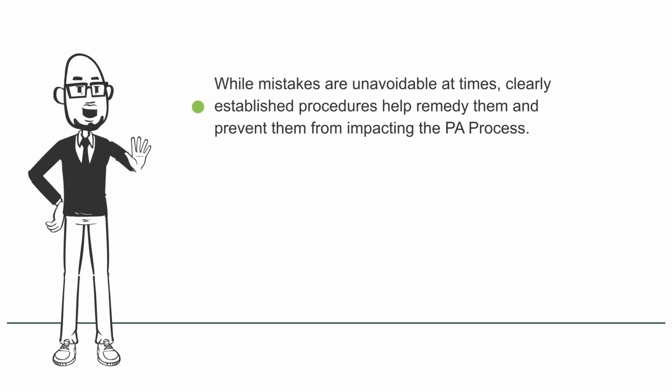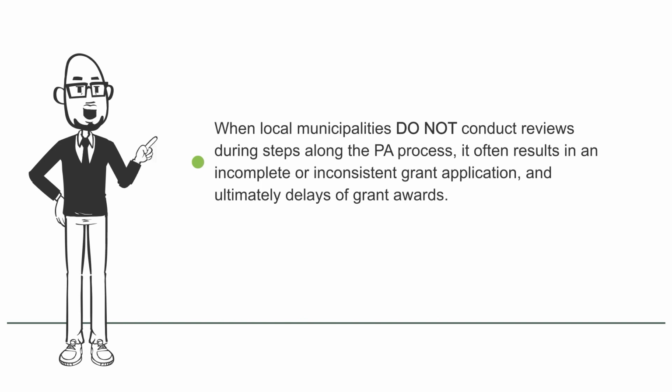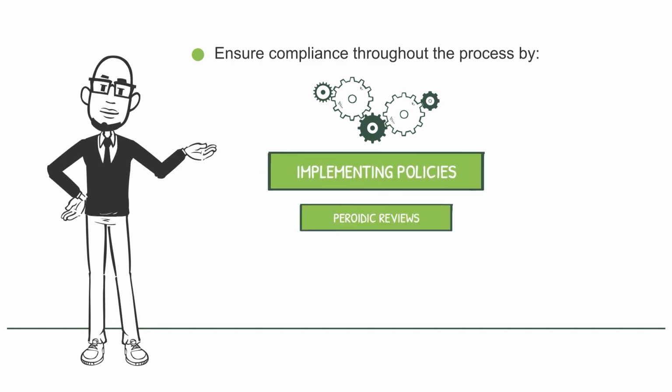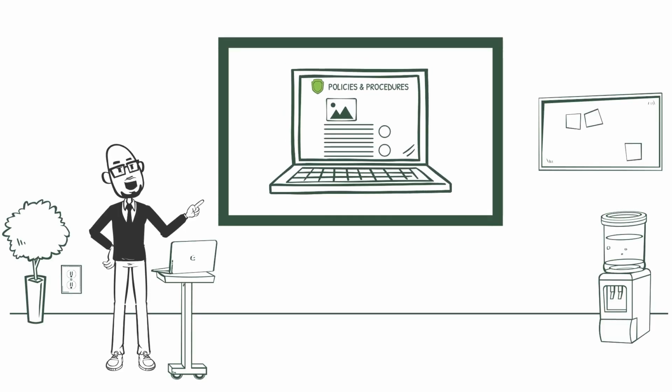While mistakes are unavoidable at times, clearly established procedures help remedy them and prevent them from impacting the PA process. When local municipalities do not conduct reviews during steps along the PA process, it often results in an incomplete or inconsistent grant application, and ultimately delays of grant awards. You can ensure compliance throughout the process by implementing policies for periodic reviews and identifying and reporting fraud. In addition, building an effective staff through training programs that educate on federal grant administration results in them being informed of what to expect during disaster periods.